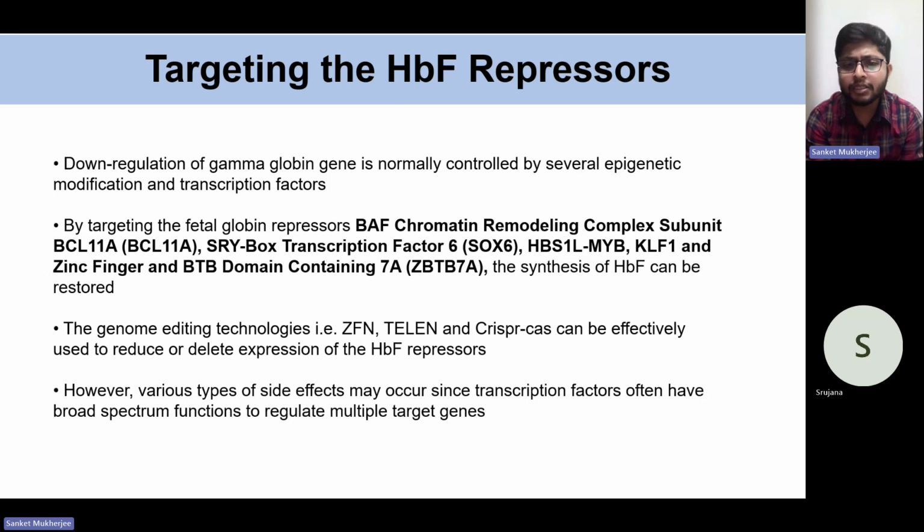So the genome editing techniques like zinc finger nucleases, TALENs, sorry for this error, it would be TALEN, and CRISPR-Cas can be effectively used to reduce or delete expression of the HbF repressors. However, various types of side effects may also come up, since transcription factors often have a broad spectrum of functions to regulate multiple target genes. So it's not like a transcription factor only regulates a particular gene. They might regulate multiple genes. So if you downregulate a transcription factor, it might lead to some deleterious effects. So let's see what happens.